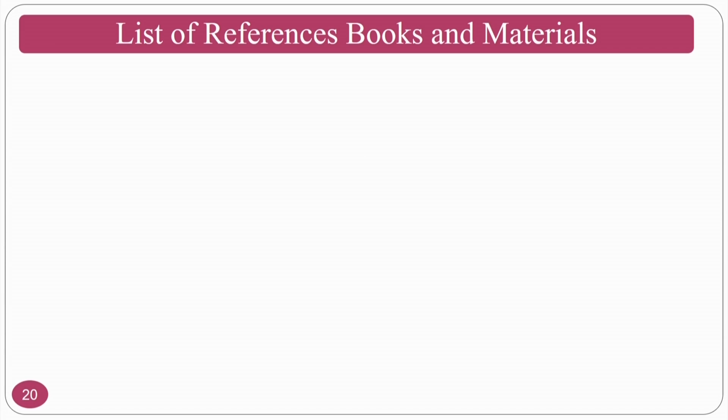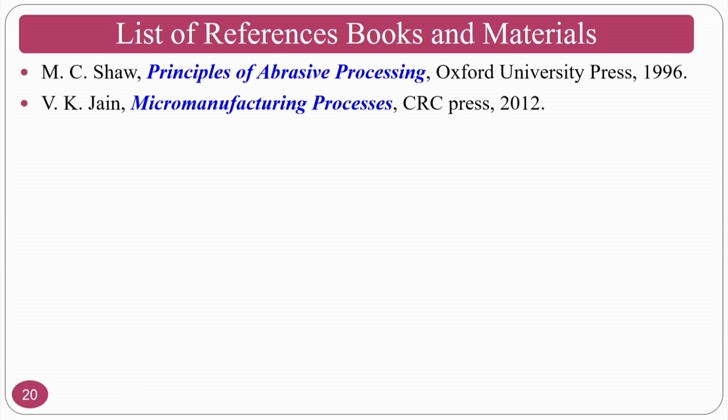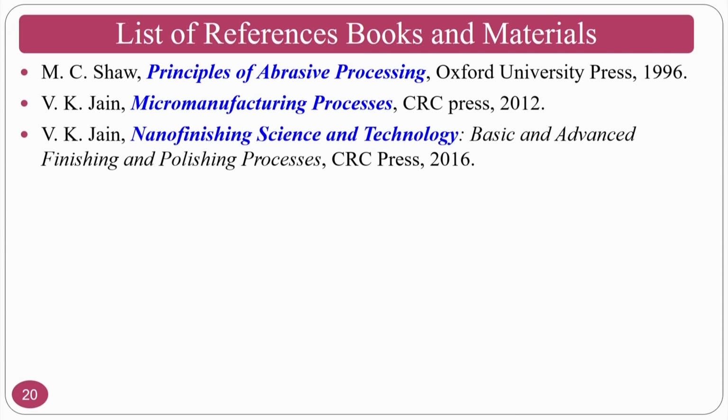The list of reference books and materials specified for this particular course begins with Principles of Abrasive Processes. This is a very good book for conventional finishing processes like grinding, lapping, honing, almost all the abrasive processes. And you can also follow Professor V.K. Jain's Micro Manufacturing. At the same time, Professor V.K. Jain's another book is Nano Finishing Science and Technology, published by CRC Press. This also will give some insights into magnetic field assisted finishing processes as well as polymer rheological abrasive fluid based finishing processes.